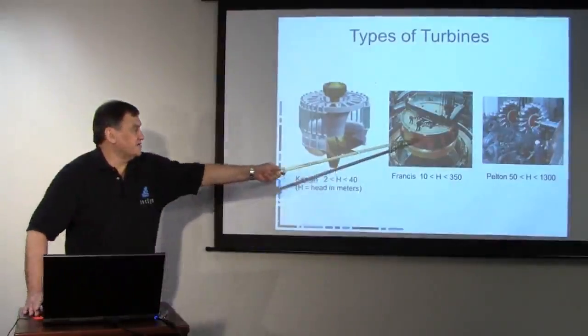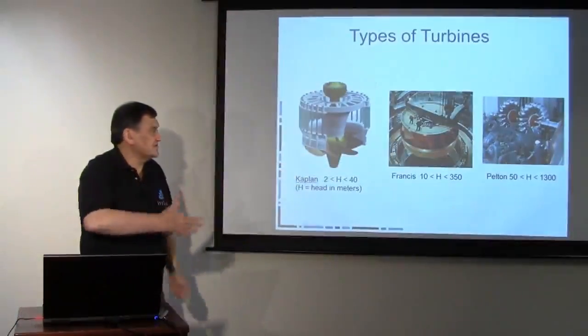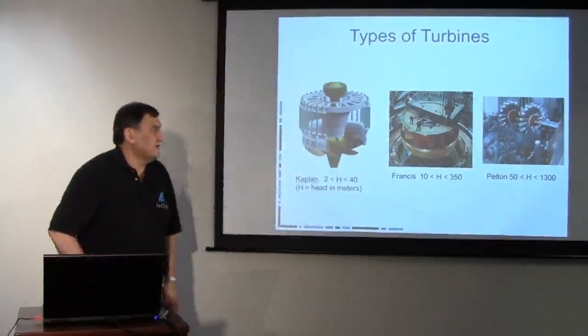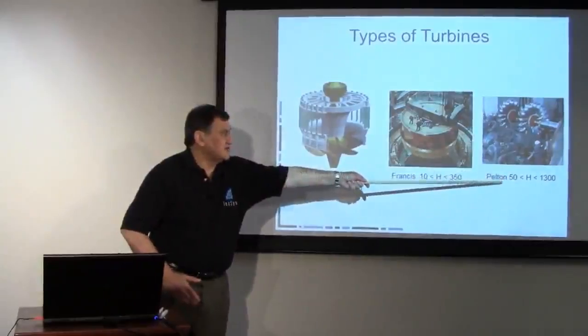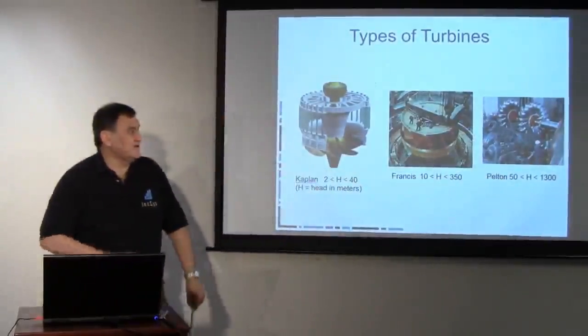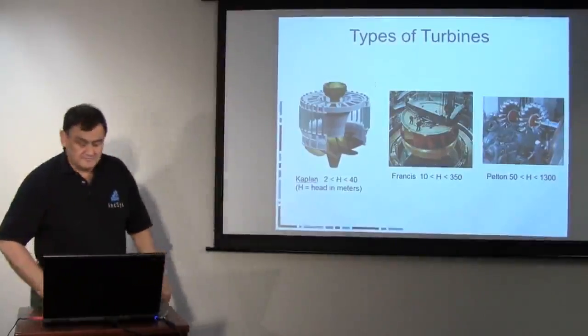On the Francis turbine, it's designed more like the water comes from the outside and pushes on the blade and goes out through the middle. And then the Pelton is more an impulse type, designed for very high heads, where the water is impinging on the blades and causing them to rotate.